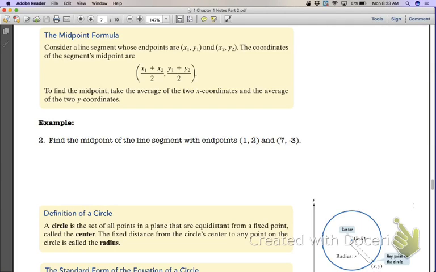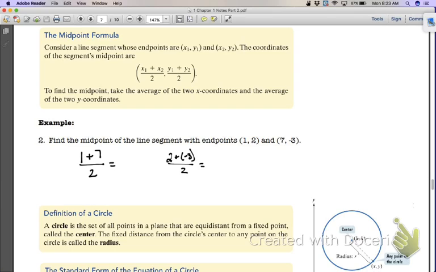So if I have 1, 2, and 7, 3, I'm going to find the midpoint of x first, and just plug it in, or put it together all at once. So I'm going to take 1 plus 7 divided by 2. And then I'm going to take 2 minus 3, or plus a negative 3, however you want to look at it, and divide it by 2.